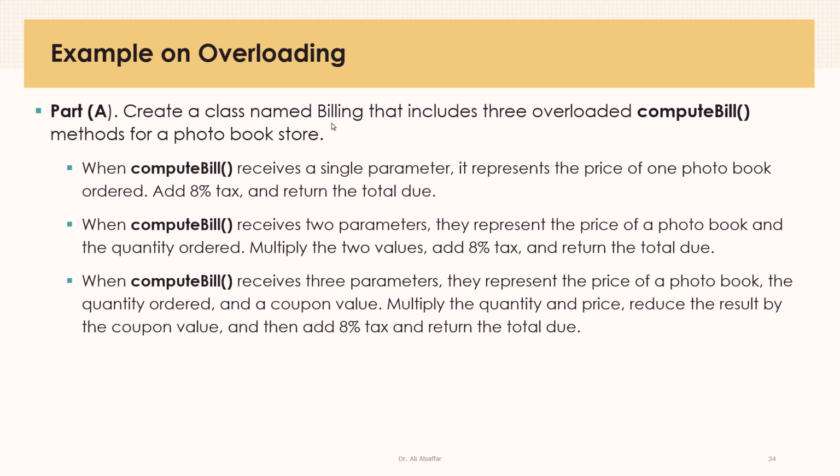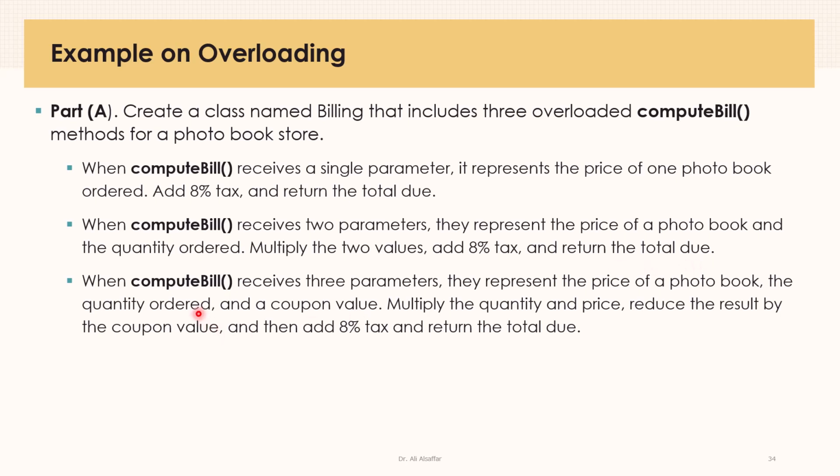This is the name of the class that includes 3 overloaded compute_bill methods for a photo bookstore. The first method receives a single parameter that represents the price of one photo book ordered, adds 8% tax, and returns the total due. The second method receives 2 parameters. They represent the price of a photo book and the quantity ordered. Multiply these 2 values, add 8% tax, and return the total due.